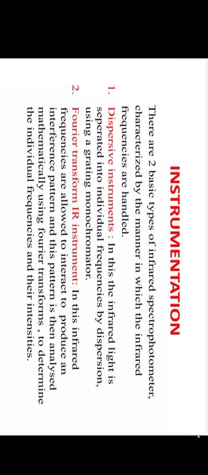Second one, Fourier transform IR instrument. In this, infrared frequencies are allowed to interact to produce an interference pattern, and this pattern is then analyzed mathematically using Fourier transforms to determine the individual frequencies and their intensities. This is called the Fourier transform IR instrument. These are the main instruments used in infrared radiation.